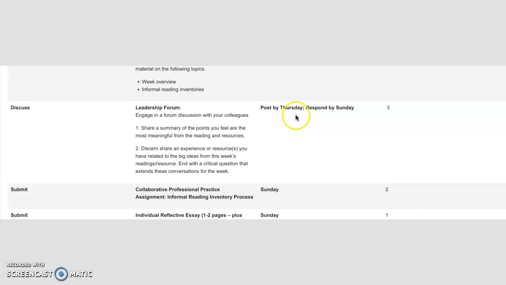The discussion forum that's due on Thursday for your initial post, and again responses on Sunday, is going to ask you to really reflect and pull out those meaningful big ideas that really resonated with you. Be sure again to use the rubric as a guide, asking you to cite your sources. And then secondly, it's going to ask you to share an experience or a resource that you have, extending beyond what's provided in this class, bringing in your own resources and experiences, and end with a critical question this week that we will use to engage our professional discussion.